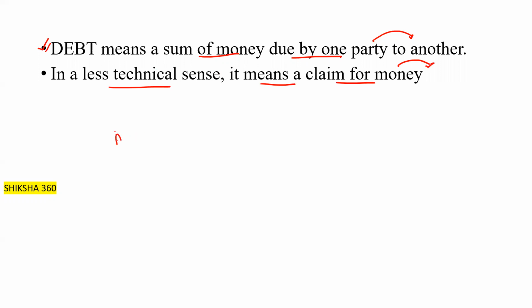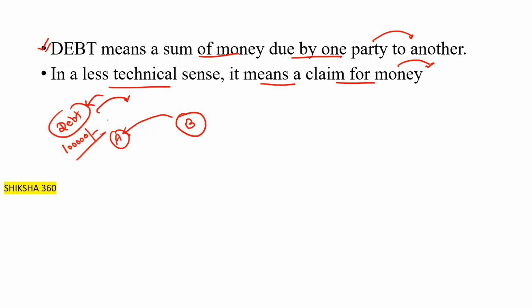Like here, there are two persons, A and B. Here A takes money from B, let's say 1 lakh. So for A, it is a debt. They are taking money and later on they have to pay it back. In simple language, this is a type of loan.